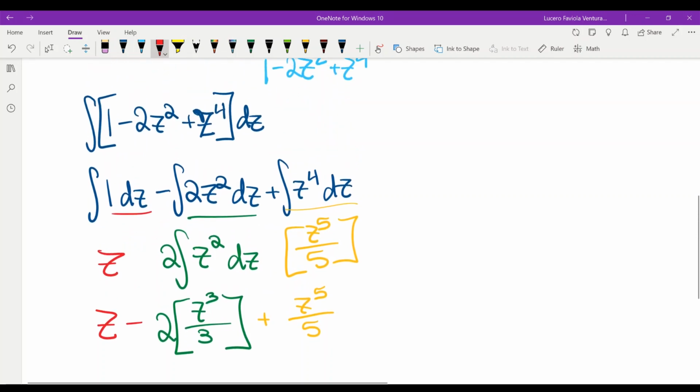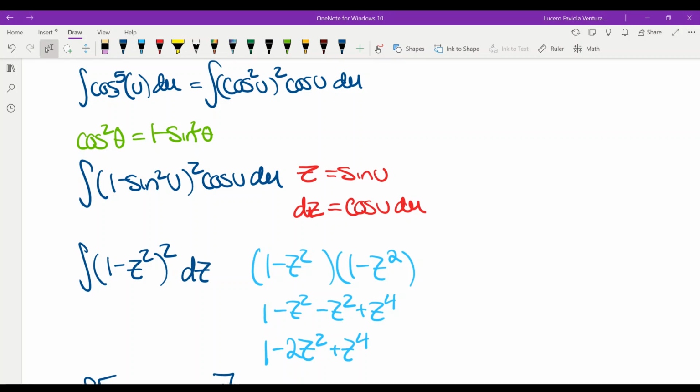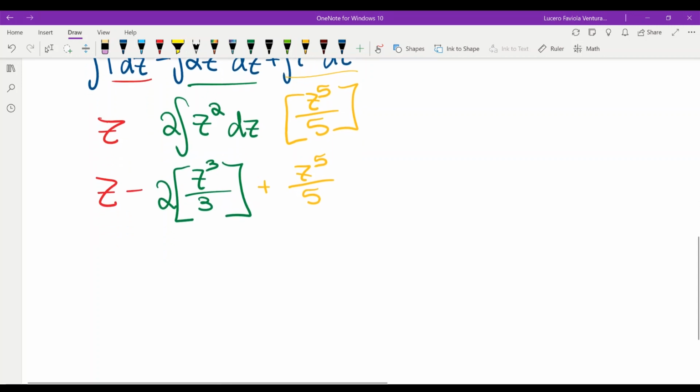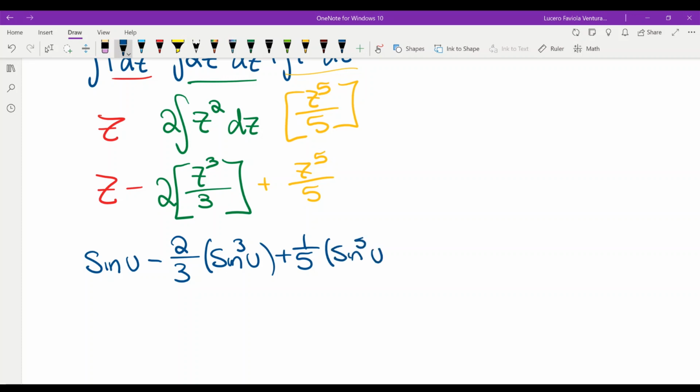And now that we've fully integrated our function, we can start to plug in our substitutions once again. So z was set equal to sine u. So we'll start plugging that in first. So we have sine u minus 2 over 3 times sine u to the third power plus 1/5 times sine u to the fifth power.